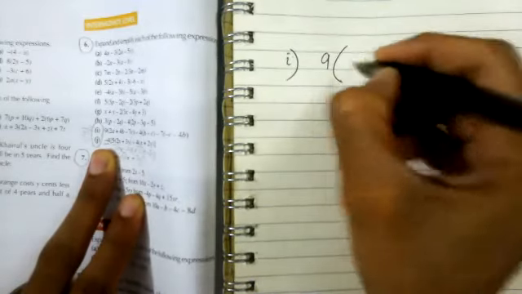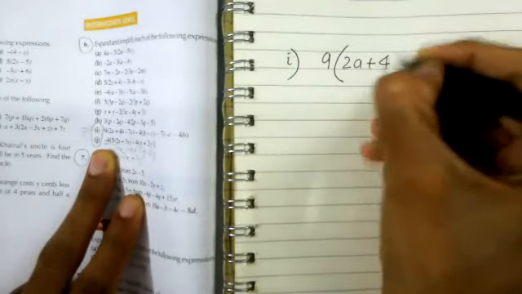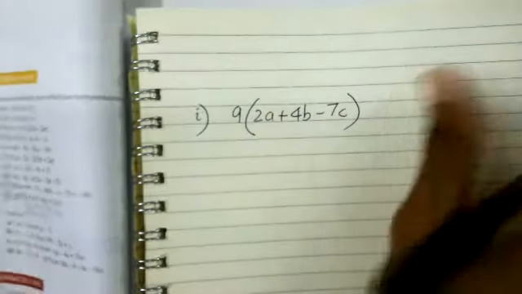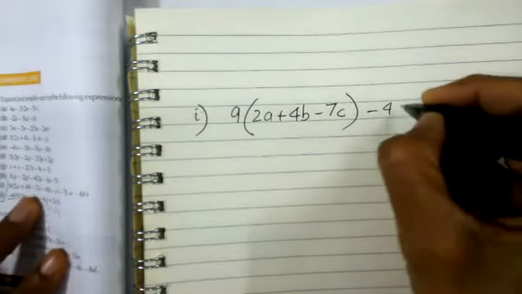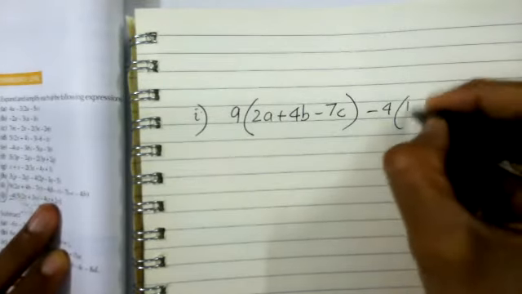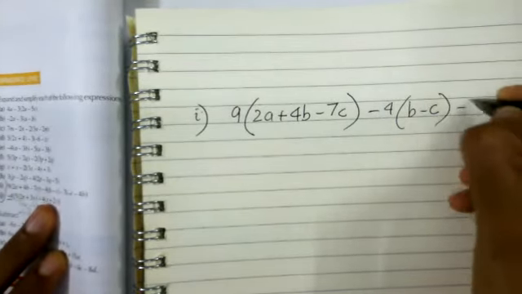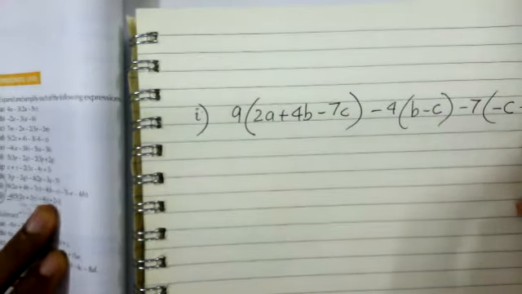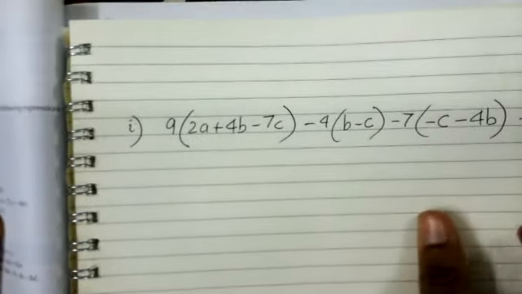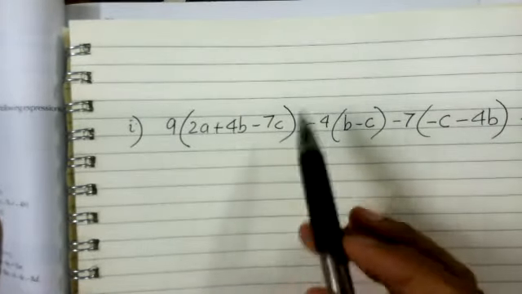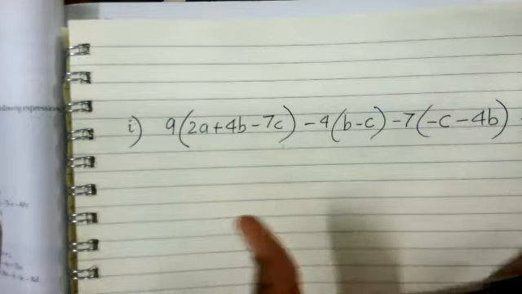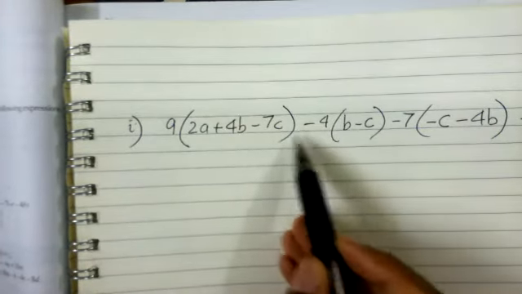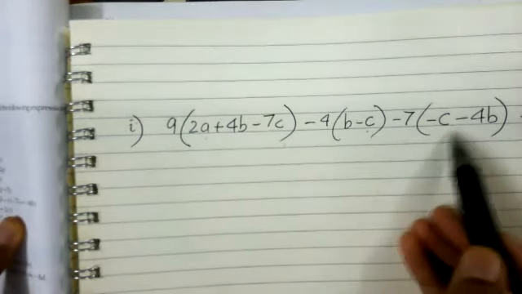9(2a + 4b - 7c) - 4(b - c) - 7(c - 4b). Okay, is this the question? So, yeah, many students copy the question incorrectly and so therefore they get it wrong. 9(2a + 4b - 7c) - 4(b - c) - 7(c - 4b).